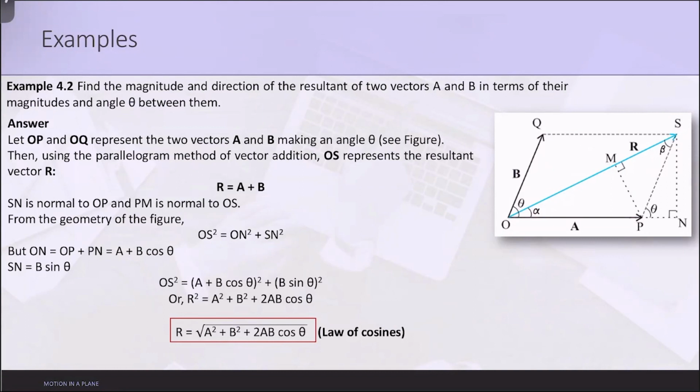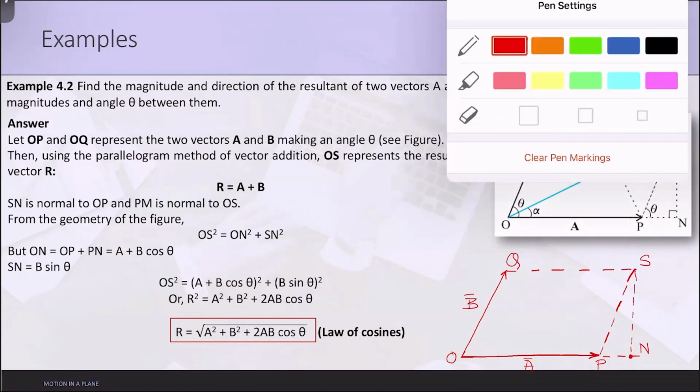First of all, let us make it a parallelogram like this and a parallelogram like this. Now it is being said that let us drop a perpendicular from this position S. If we drop a perpendicular from S, it would join the elongation of the vector A at some location. Let us say this location is N. So SN is normal to OP. This is your O, this is your P, and PM is normal to OS.